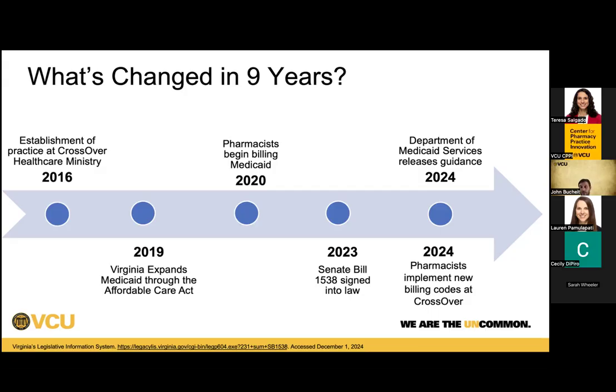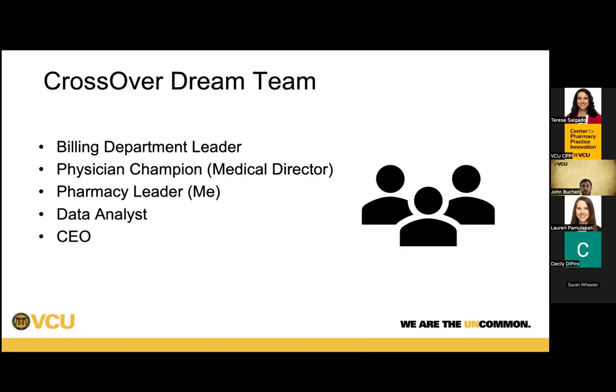In 2023, the new Medicaid regulations were signed into law. And then in 2024, and I will say this was really impressive, DMAS released their FAQ document, their frequently asked questions document, very quickly. Some states it's taken years to implement policies and procedures. Virginia Medicaid did that really fast. And as soon as that was released, we were ready to go because it didn't require a lot of changes at Crossover for pharmacists to start billing.